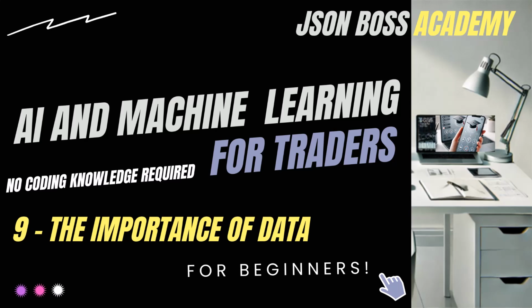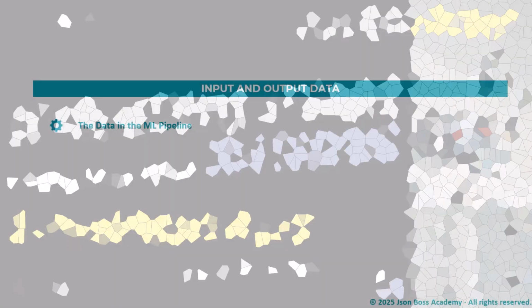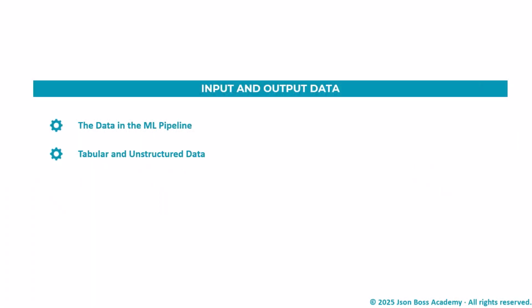In this video, you will learn about the crucial role of data in machine learning pipelines. We'll explore the distinctions between tabular and unstructured data and how they are used in both classic and deep learning models. Classic learning has limitations in the types of data it can use, while deep learning has no such limitations.